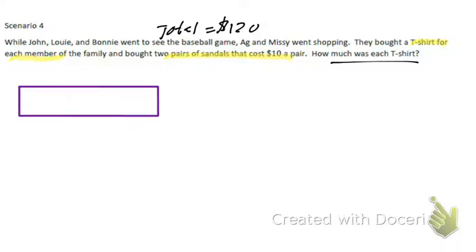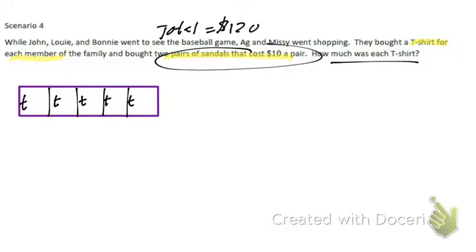Let me go over a common mistake people would make here. Let's see. There's 5 people, right? They got a t-shirt for everybody, right? So I can put T for everyone. And it says they bought 2 pairs of sandals total that cost $10. Many of you would just put plus 10 for all of them. But that doesn't make sense, right? Because they're not getting a pair of sandals for everybody. It's only 2 people who get sandals.